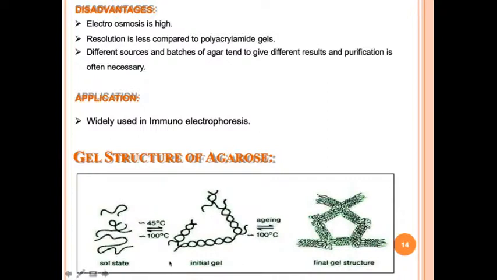So this is the structure. Initially it is in the solid state and looks like this. When we raise the temperature to around 100 degrees Celsius, and then cool to 45 degrees Celsius, it gels with time and makes this final gel structure. When you heat it back, it again returns to the initial structure, and again with cooling it comes to the solid state.